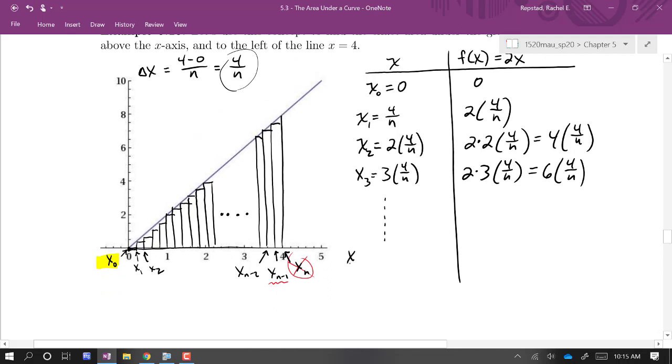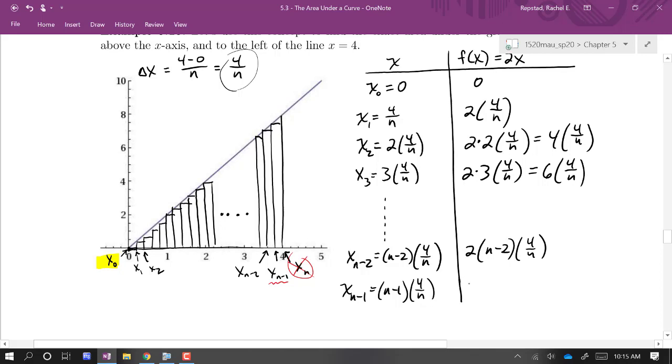Then we have our last two. x sub n minus 2, well, that's going to be n minus 2, if this pattern continues, n minus 2 times 4 over n. And its height, I'm just going to double the x values. So 2 times n minus 2 times 4 over n. And our last one, x sub n minus 1, that's n minus 1 times 4 over n. And I'm just going to double that to get the height.